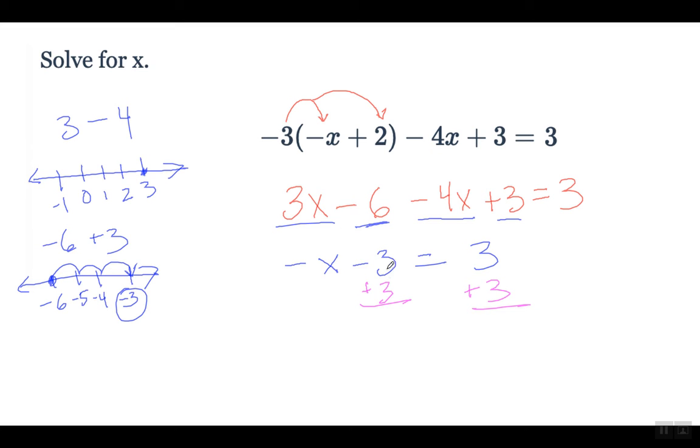All right, negative 3 plus 3 is 0. So that cancels out. And over here, 3 plus 3 is 6. And I bring down the negative x. Okay, now again, there's an invisible 1 here. So negative 1 is in front of x. So to get rid of it, I'm going to divide both sides by negative 1.